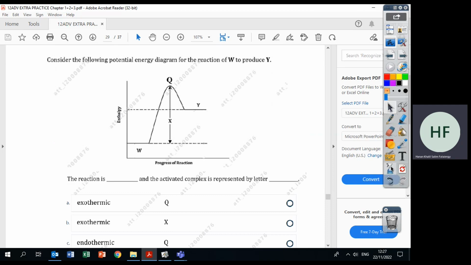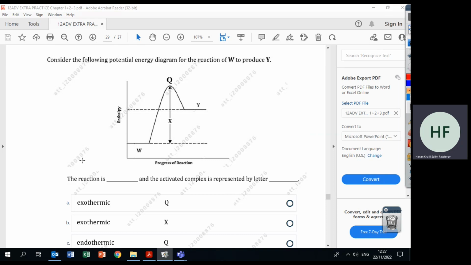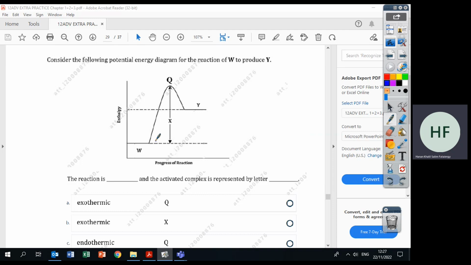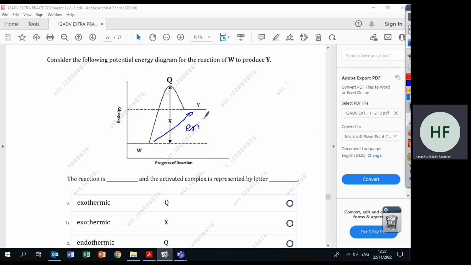Okay, now let's do this question. This question says, you have this diagram. First, what is the reaction? Is it exothermic or endothermic? Now, as you gain energy, this is endothermic. Okay, and delta H is positive, and the reaction absorbs heat. So the reaction is endothermic, and the activated complex is represented by the letter Q.